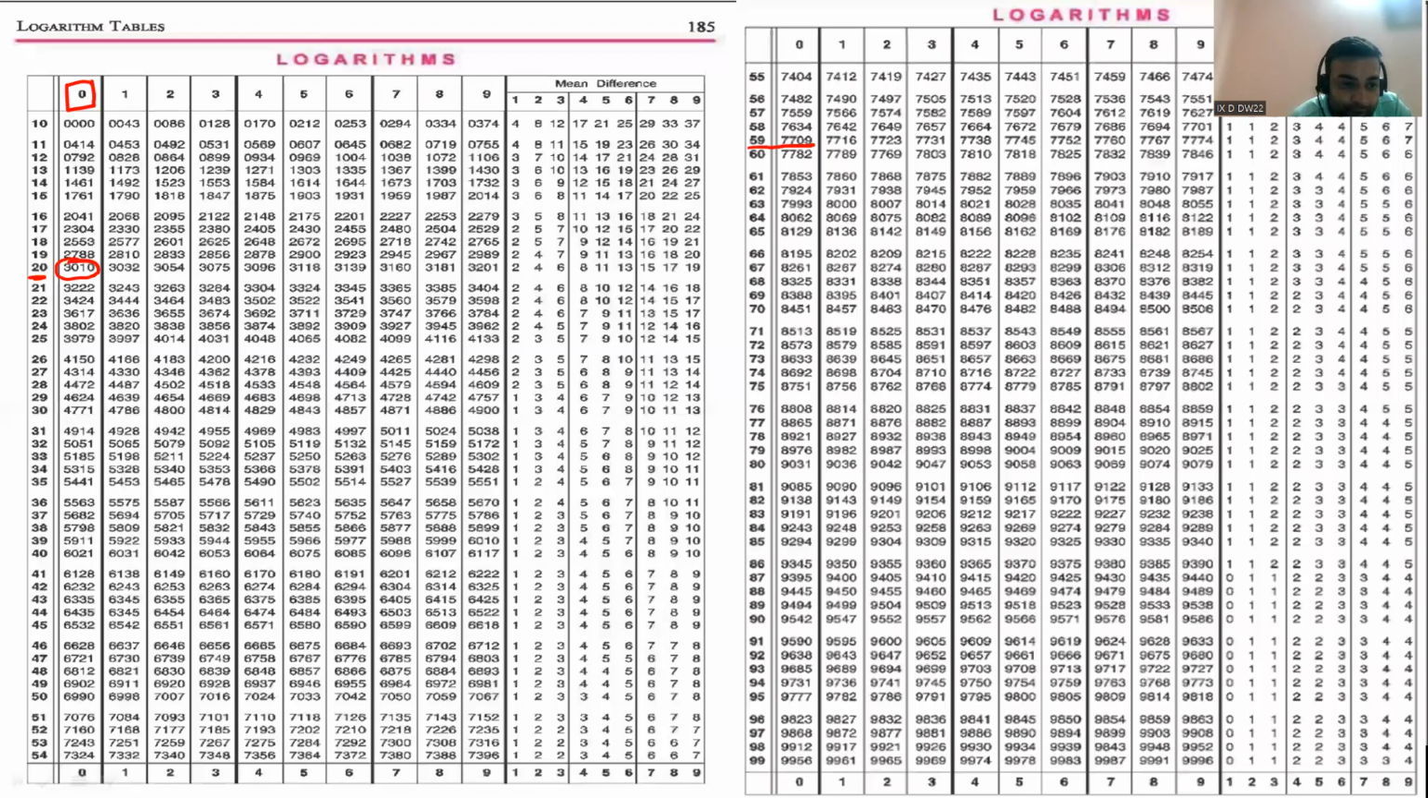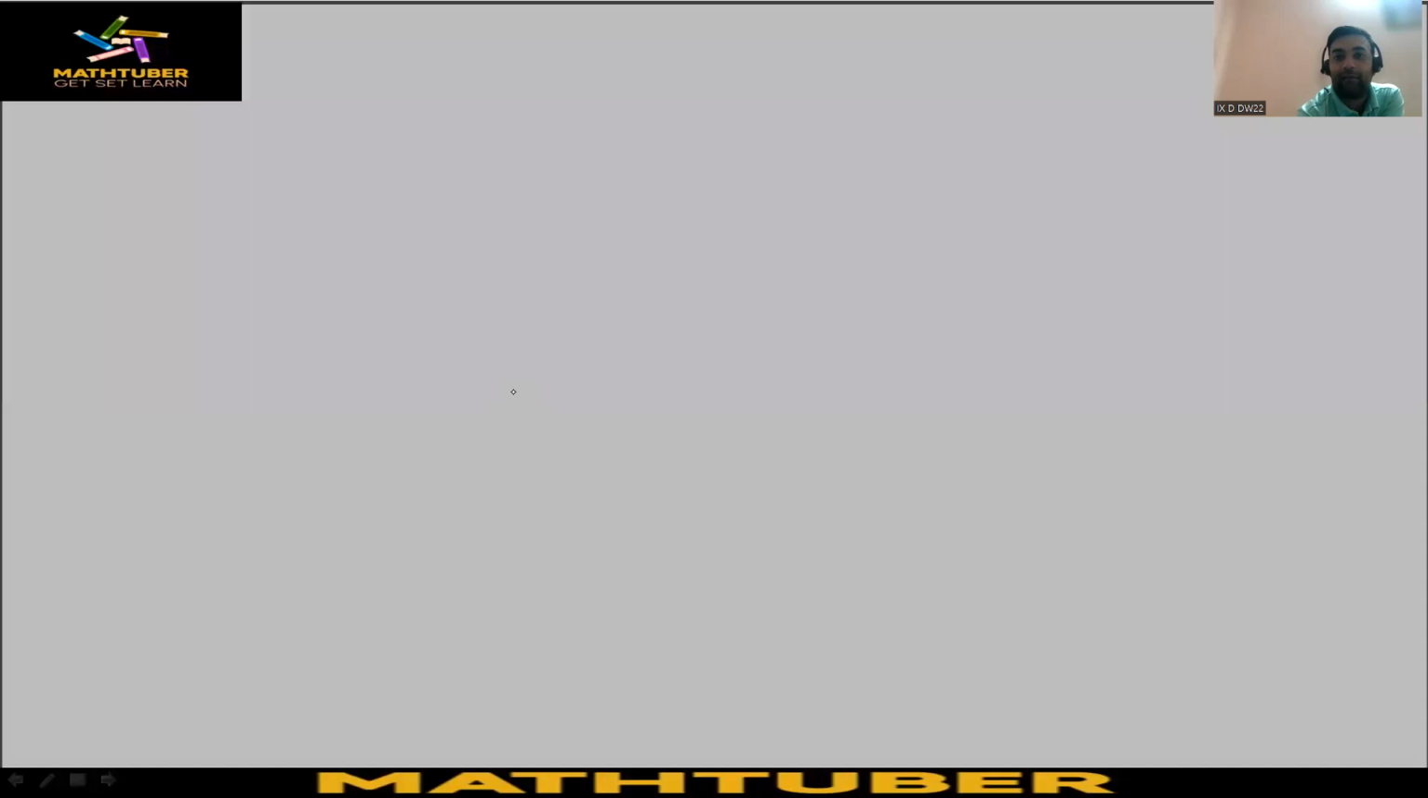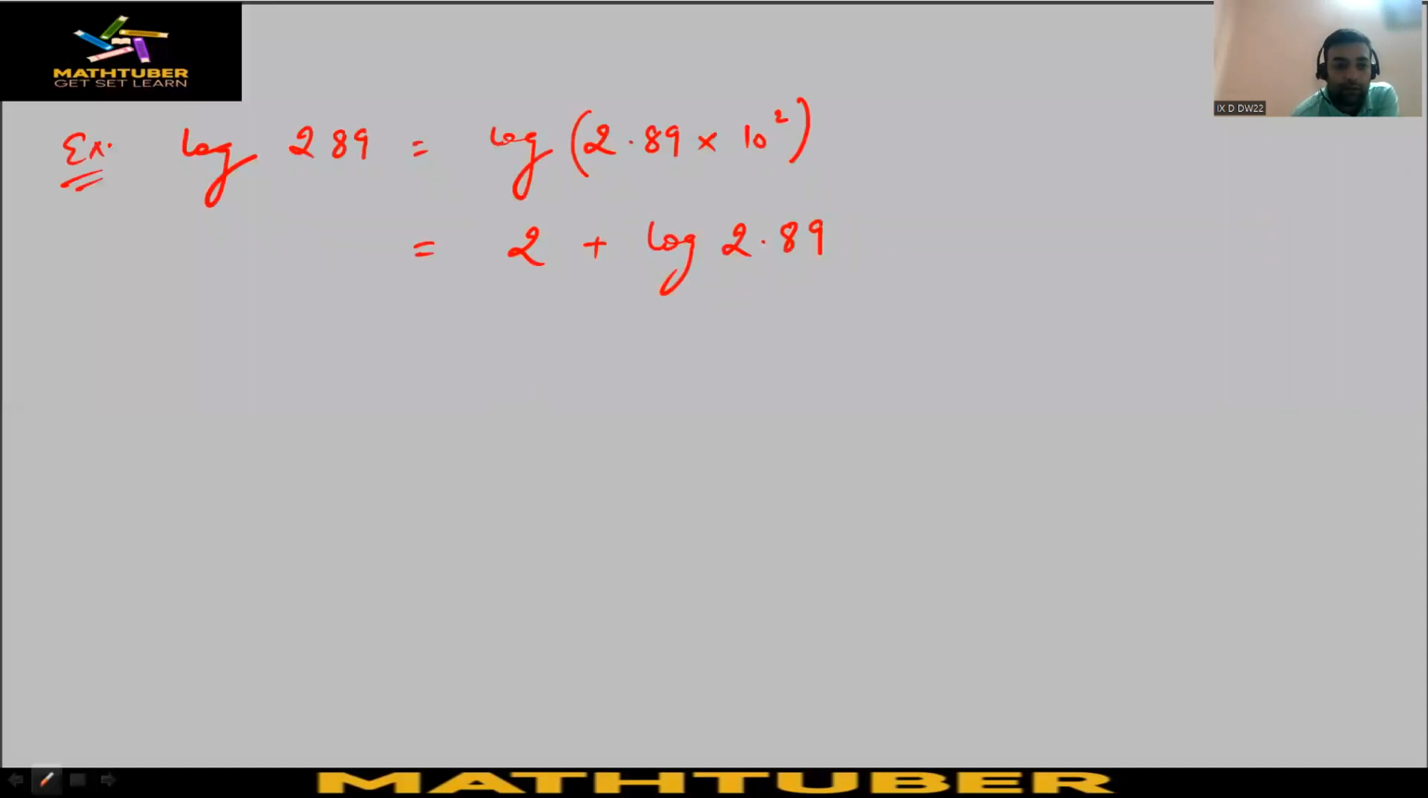So first of all, find out 28 here, which is here, and at the 9th column, because we have 2.89. So this is the value 4609. And after that, there is no number, so we don't have to go to the mean difference. So 4609 we have to write here. So it will be 2 plus 0.4609. So it will be 2.4609 will be your answer, right?